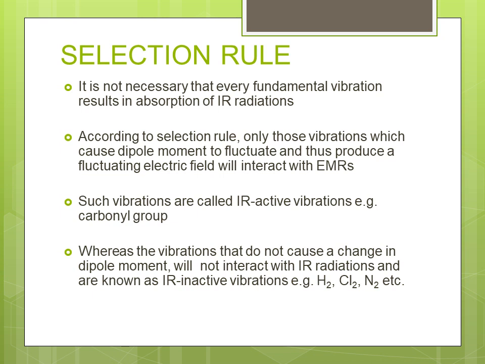So the selection rule tells us that those vibrations which cause the dipole moment to fluctuate, which happens in polar types of molecules, are the only ones that interact with electromagnetic radiations. Such vibrations are called IR active vibrations. For example, the carbonyl group: the vibrations present in this group will be IR active vibrations.